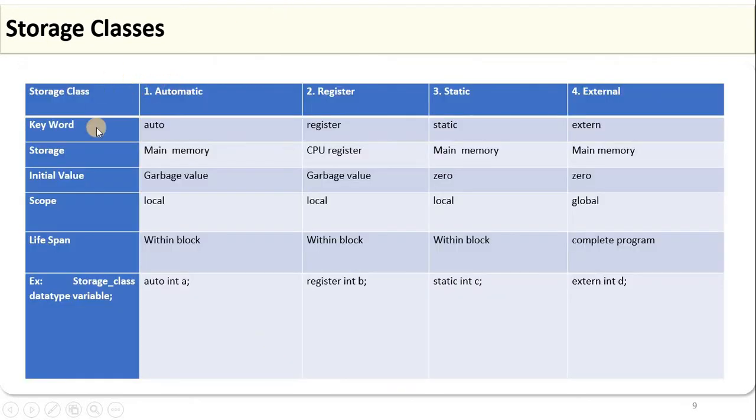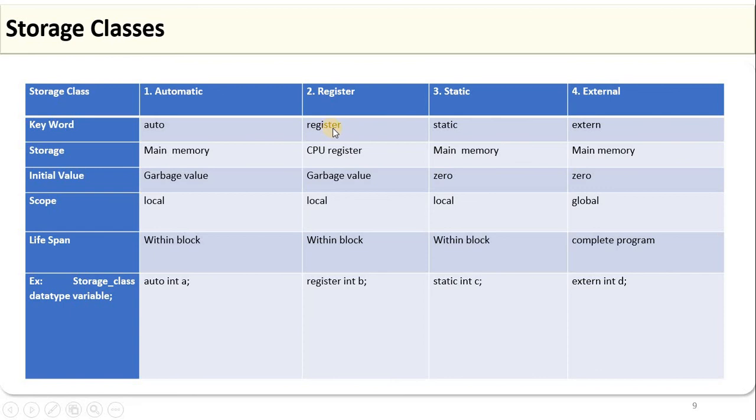If you see this table, if it's an automatic storage class, if you declare like this auto int a, it means that a is stored in the main memory, and if you don't initialize, the value will be garbage, and it's a local variable, only available within the function or within the block where it is declared. Then lifespan is within a block.